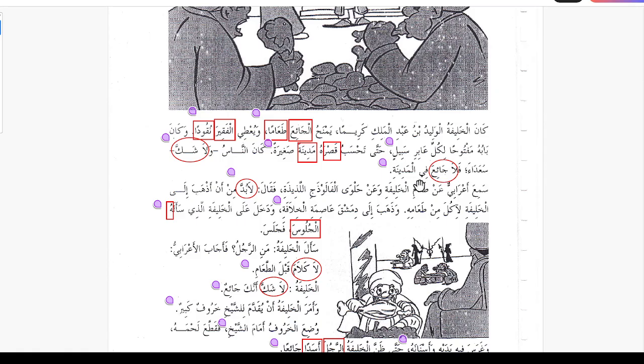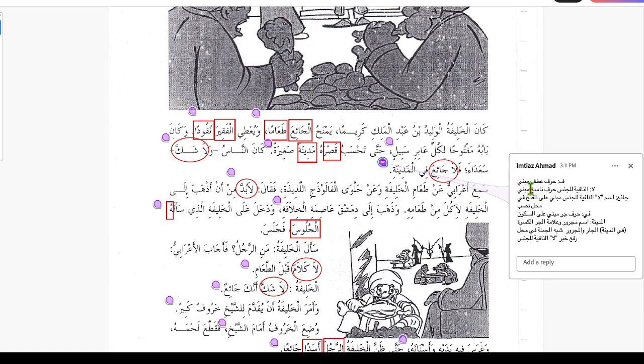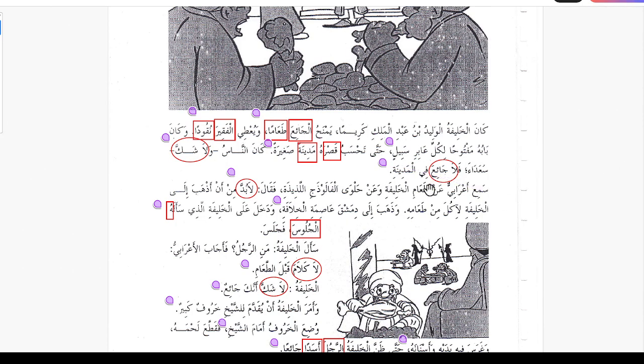Fala jaiya fil madinati, and there was absolutely no one hungry in the city. So fa is harfu atfin, and la is nafiyatu lil jins, harfu nasikhin mabni, and jayun is ismu la nafiyati lil jins mabni al fathi fi mahallin nasbin. Fi is harfu jarrin mabni al sukun, al madinati ism majrurun wa alamatul jarri al kasra, and fi madinati is al jarur wa majruru shibu jumla fi mahalli rafin khabar la nafiyatu lil jins. So here the khabar is shibu jumla, which is jarun wa majrurun fi madinati.